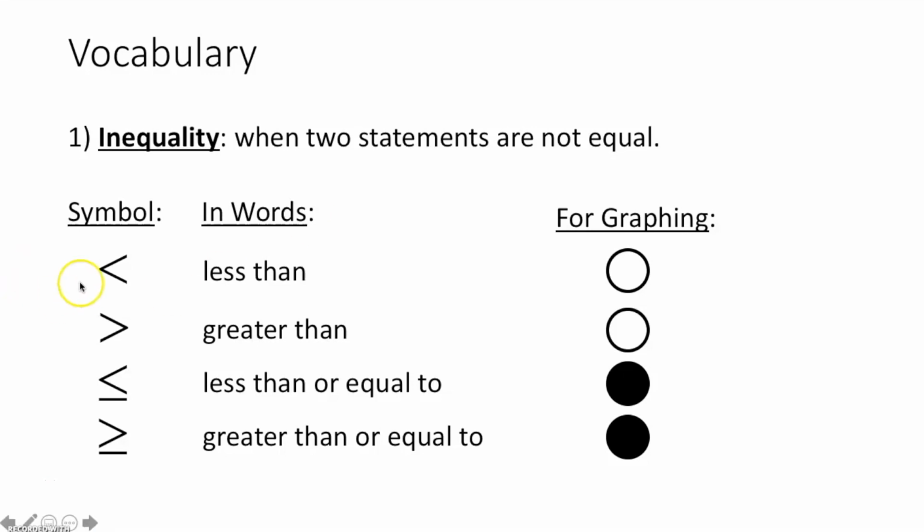The first vocabulary term is an inequality, and that's when two statements are not equal. So you're going to have two expressions, and instead of an equal sign in between them, you're going to have one of these symbols, and that's going to tell you which expression is less than, greater than, less than or equal to, or greater than or equal to the other one. And when we graph these on the number line, here is what you're going to put at these specific values. And we'll get into this in a second. Just know if it's less than or greater than, it's going to be an open circle. If it's less than or equal to, or greater than or equal to, it's going to be a closed circle.